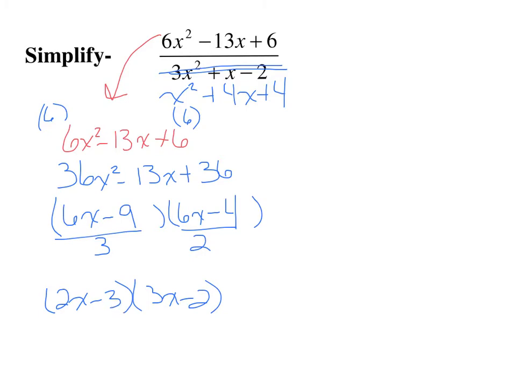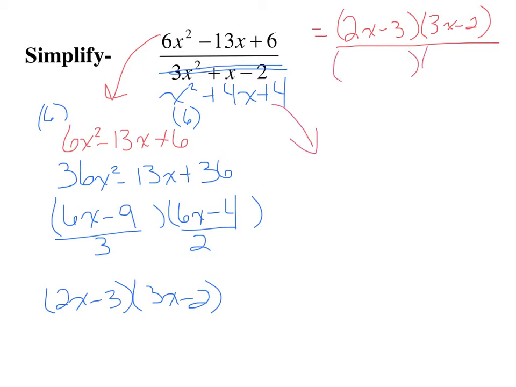So that will be the numerator: 2x minus 3 times 3x minus 2. The denominator is x squared plus 4x plus 4. So when we factor that, it's a standard trinomial actually. Just going to write it right up here. X times x, plus times plus, 2 times 2.